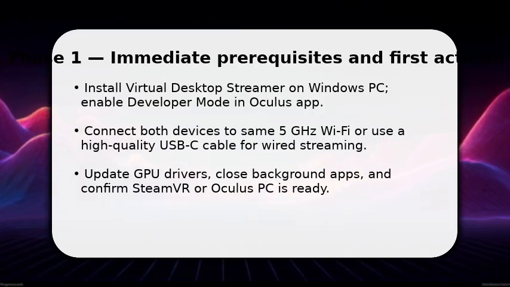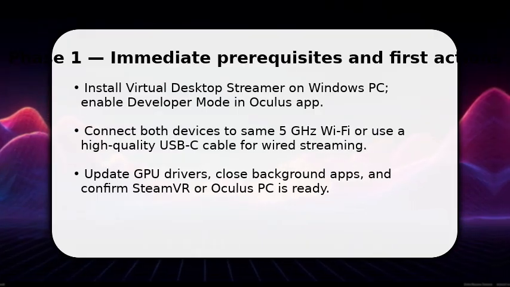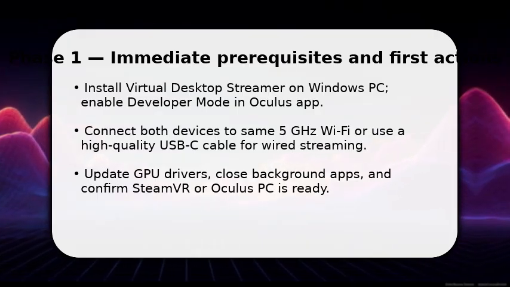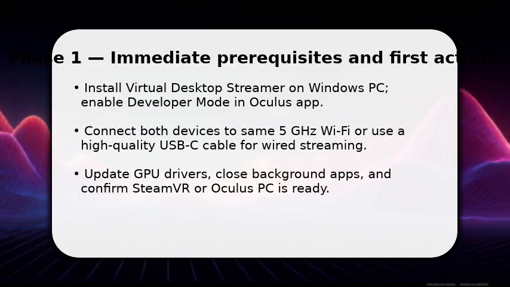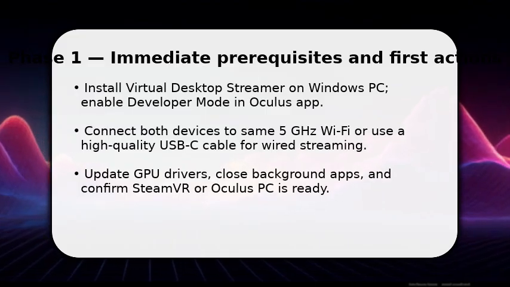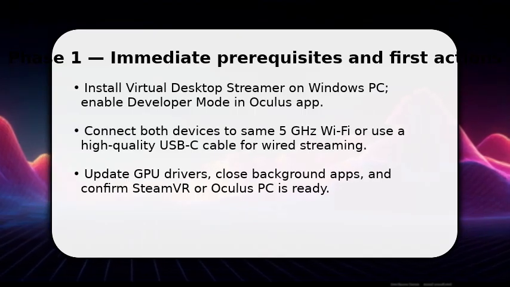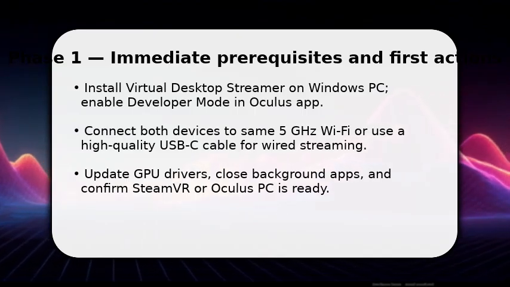You start by installing Virtual Desktop Streamer on your PC and enabling developer mode on the Quest 2. This gives the app permissions it needs. Once done, connect both devices to the same 5 GHz Wi-Fi network for low latency, or plug a USB-C cable if you want wired stability.